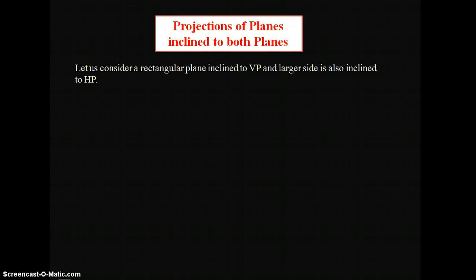For getting the final front view and final top view, first, according to the inclination given to the vertical plane, we need to make the plane parallel to the vertical plane, and again we need to make the larger side parallel to the horizontal plane. That means there is no inclination at all. So here the condition becomes the plane is parallel to the vertical plane and perpendicular to the horizontal plane. So that is the first case we need to assume for getting the final front view and final top view.